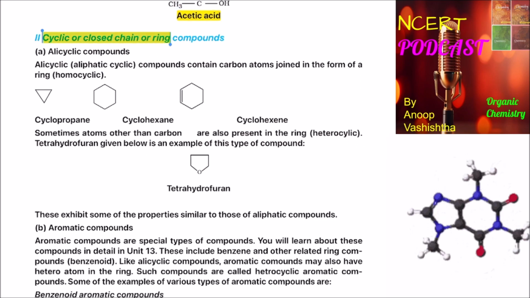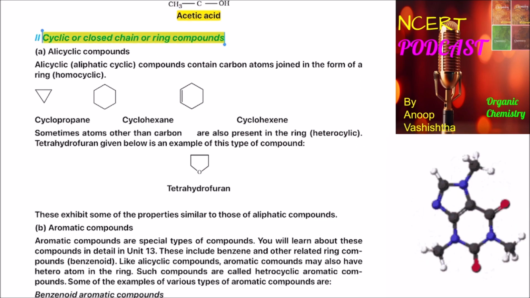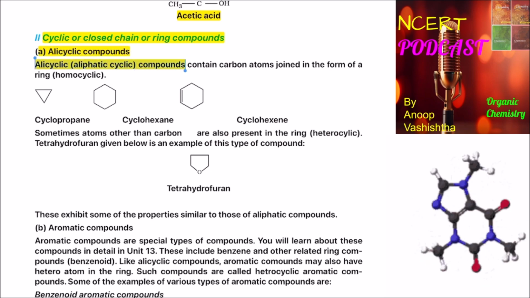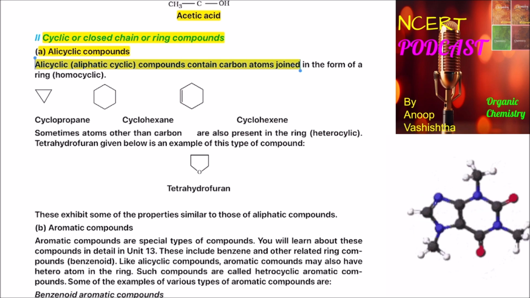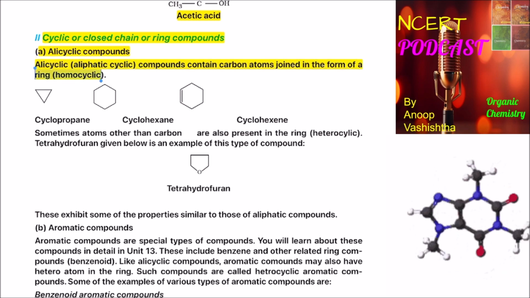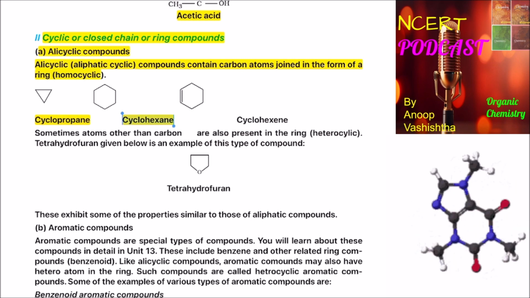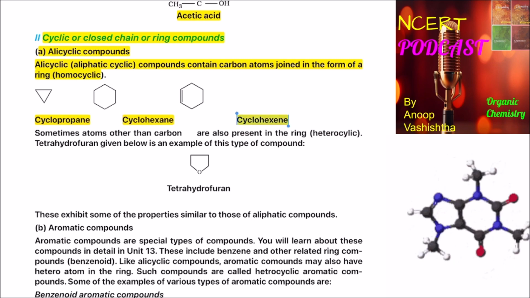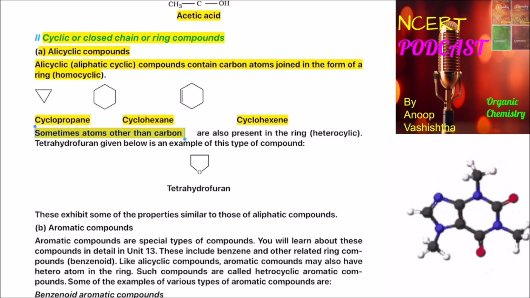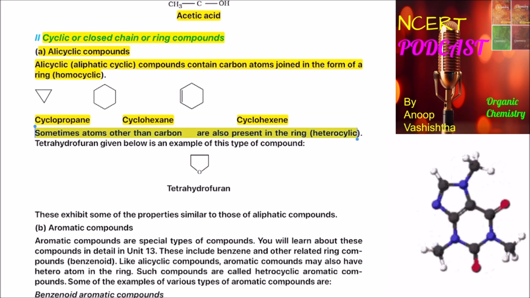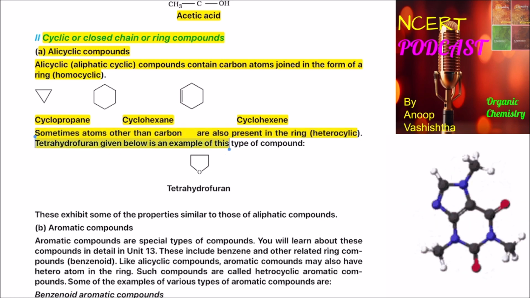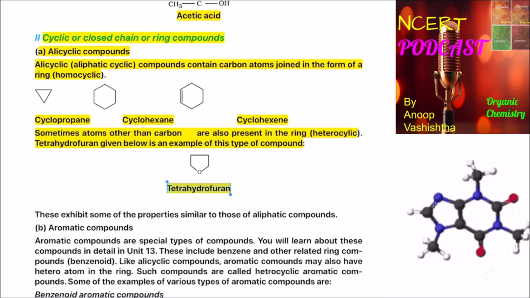Cyclic or closed chain or ring compounds. A. Alicyclic compounds. Aliphatic cyclic compounds contain carbon atoms joined in the form of a ring, homocyclic: cyclopropane, cyclohexane, cyclohexene. Sometimes atoms other than carbon are also present in the ring, heterocyclic. Tetrahydrofuran given below is an example of this type of compound.